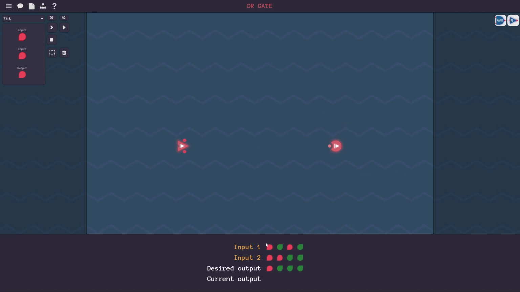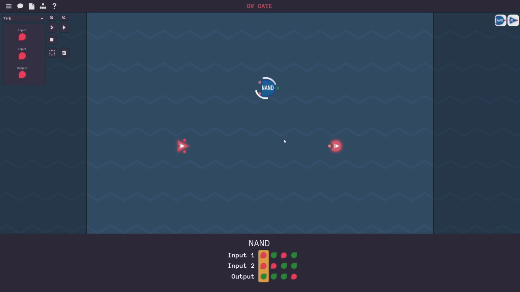Okay, what do we have here? We have when both are low, then the output is low. But if either is green, then the output is green. Okay, so this is a normal OR gate. That should be pretty straightforward.